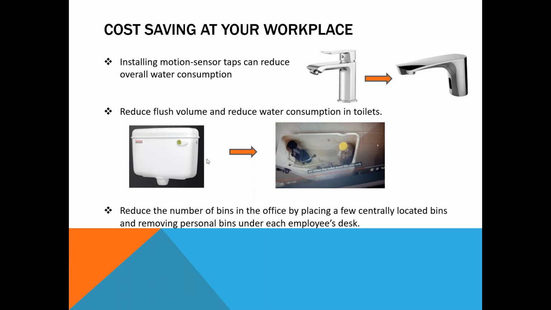Another one is to reduce the number of bins in the office by placing a few centrally located and removing the personal bin. If there is a bin under my desk, I take something, tear it and put it in. But if it is at a centralized place, every time I have to get up, tear it off and go there. This will also save the printing. This will also save my time, and it will also save paperwork. So this is also a practical way. It has been implemented in one of the big factories in Pune.